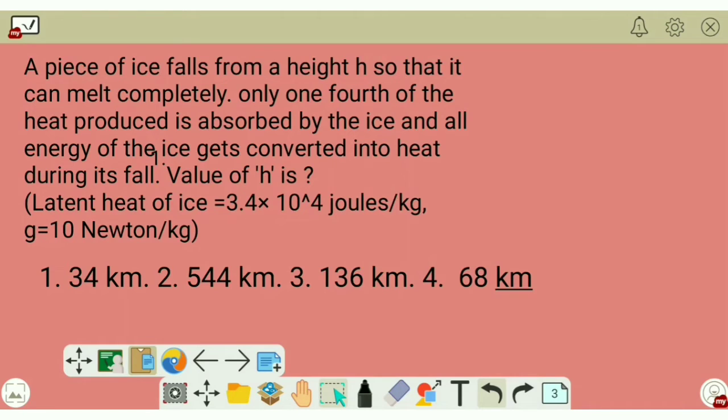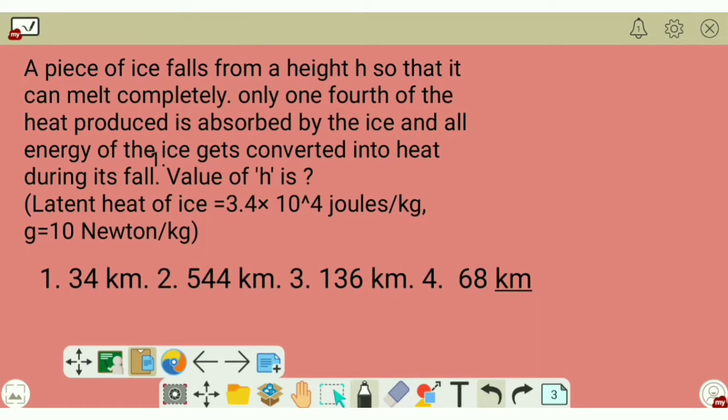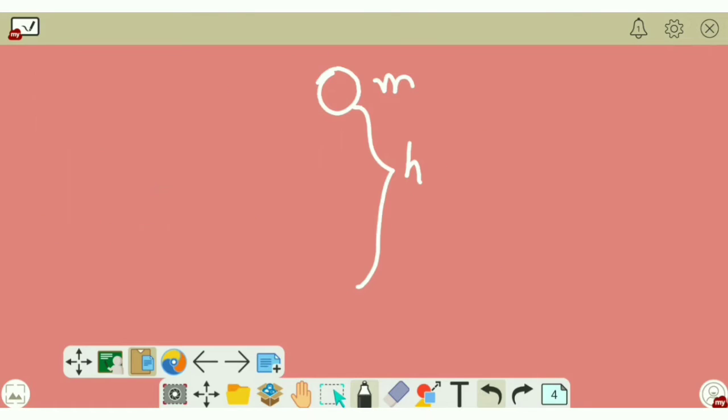So let's solve it. So first visualize this problem. An ice, let's say of mass m, is at a height h. Okay, and we have said that all the energy of the ice gets converted into heat during its fall. So the energy at that point, let's say this is point A, is mgh. Energy at point A is equal to mgh.